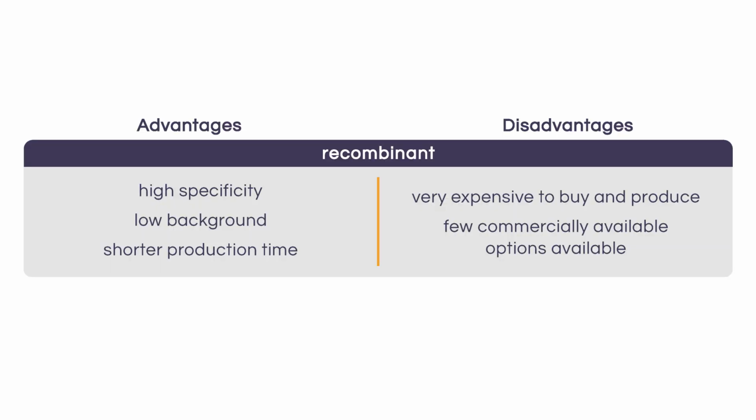Recombinant antibodies are highly specific. They lead to very low background, can be quickly produced, and can be designed and edited to best fit different needs. However, they cost more to develop or to purchase than monoclonal or polyclonal antibodies, and there are relatively few commercially available options at this time.